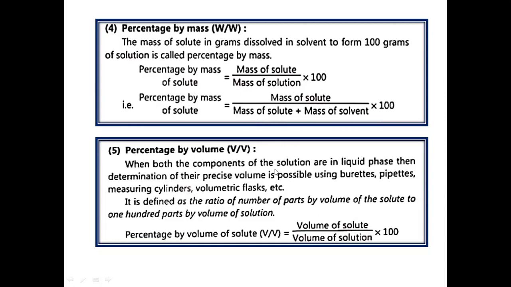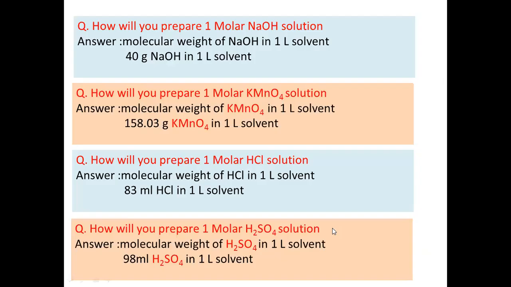Then another possibility to prepare the solution is percentage by volume, indicated by V by V. When both the components of the solution are in liquid phase, determination of their precise volume is possible using the burette, pipette or measuring cylinder and volumetric flask. It can be defined as the ratio of the number of parts by volume of solute to 100 parts by volume of solution. So percentage by volume, indicated by V by V, is volume of solute divided by volume of solution into 100.